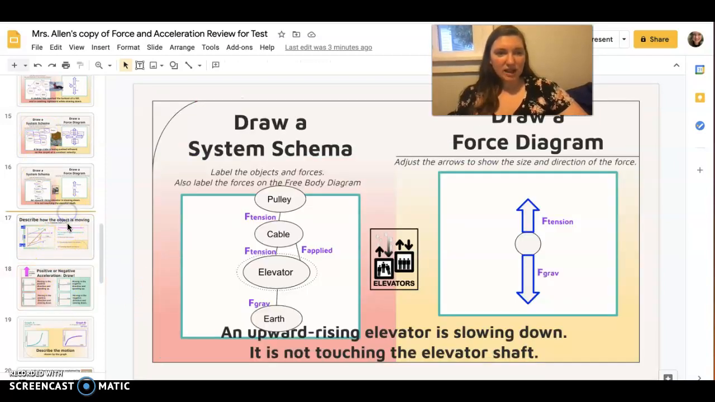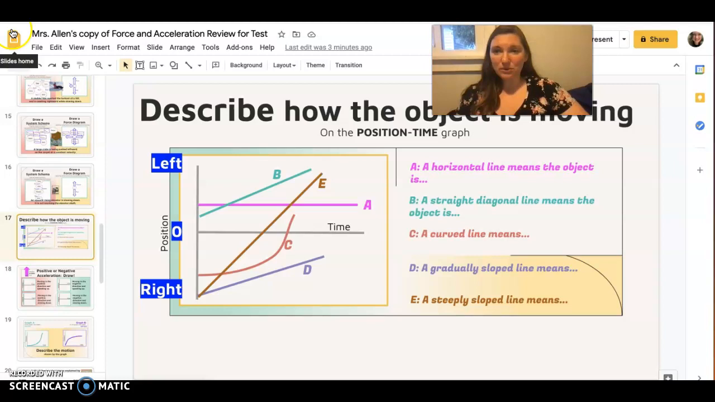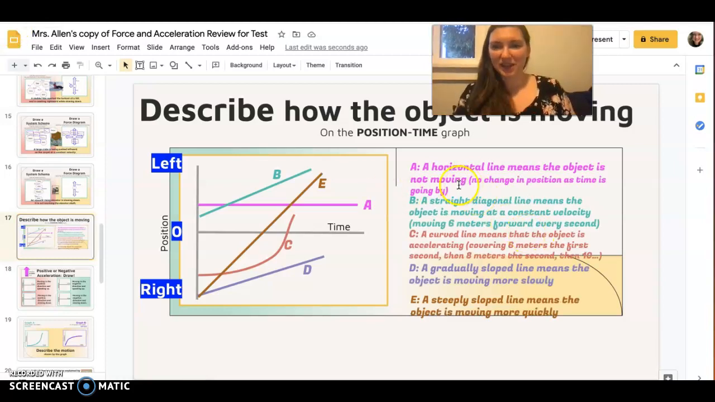I'm going to stop this video here. I'm going to show you how I wrote that. So there's my answers. Horizontal line means the object is not moving. No change in position as time is going by. A straight diagonal line means the object is moving at a constant velocity. A curved line means the object is accelerating, covering more meters every second. A gradually sloped line means it's moving pretty slowly. A steeply sloped line means it's moving more quickly.